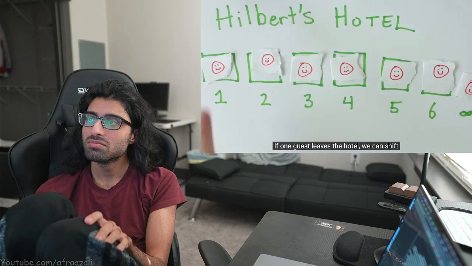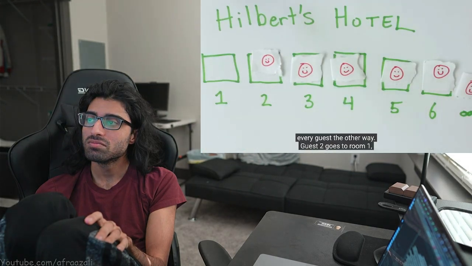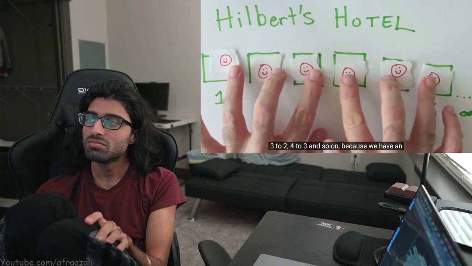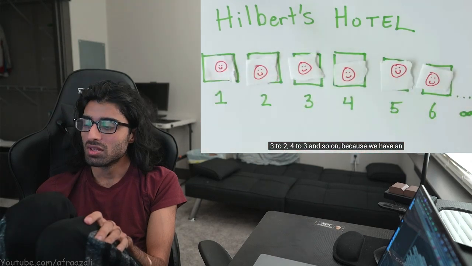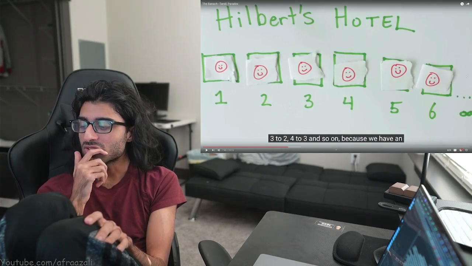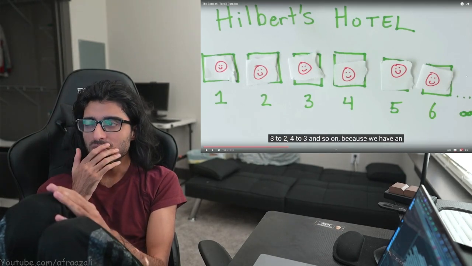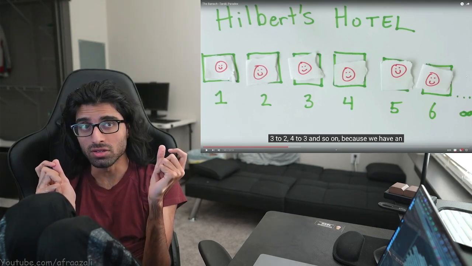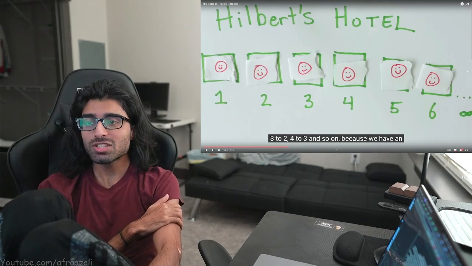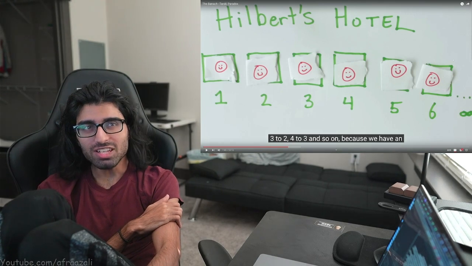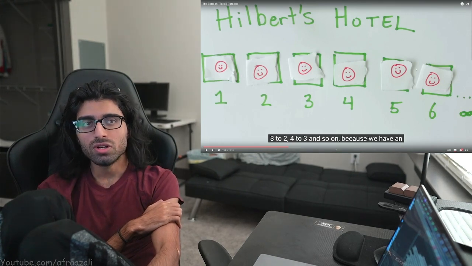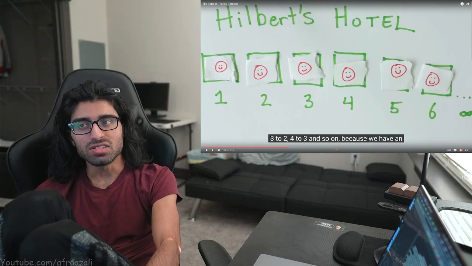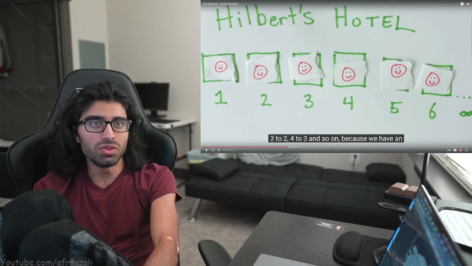If one guest leaves the hotel, we can shift every guest the other way. Guest two goes to room one, three to two, four to three, and so on. It's actually kind of scary to think about it like this, because you imagine a sequence that has an end, and that there will be a last person that has to move, and then there will be an empty space. But the fact that it doesn't end means that it will never happen.